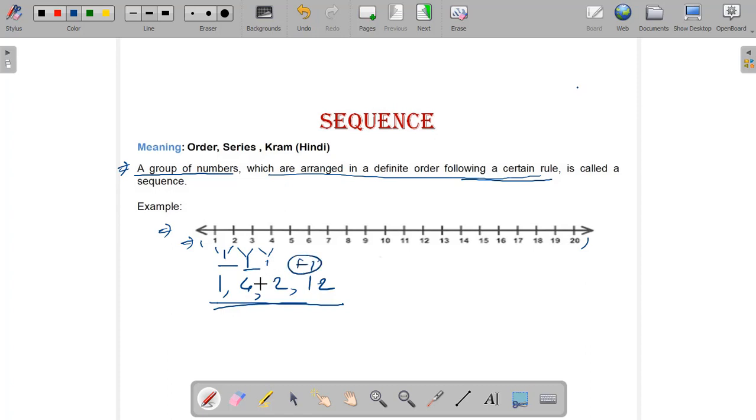In this other example, if we add 3 with 1, we get 4. If we minus 2 from 4, we get 2. So there is no proper relation. So this type of relation that happens in some numbers or in a group represents a sequence. This is the actual definition of the sequence. Also we can say sequence as order or series or kram. Kram is a Hindi word. So this is the meaning of the sequence.